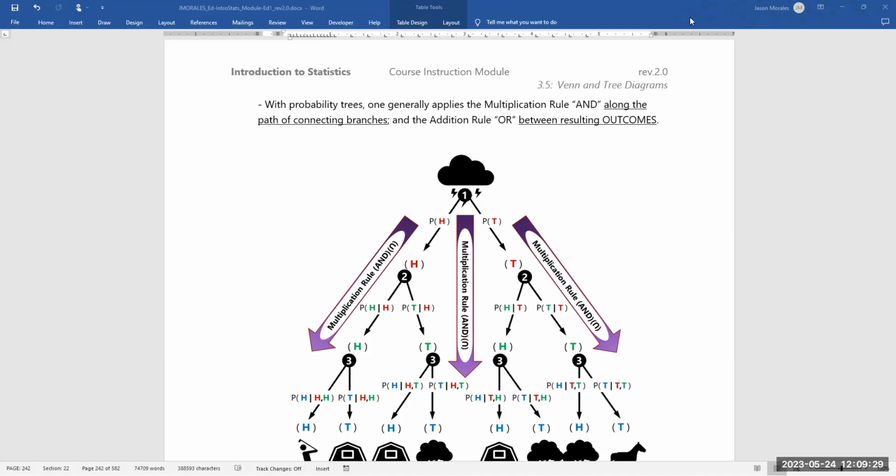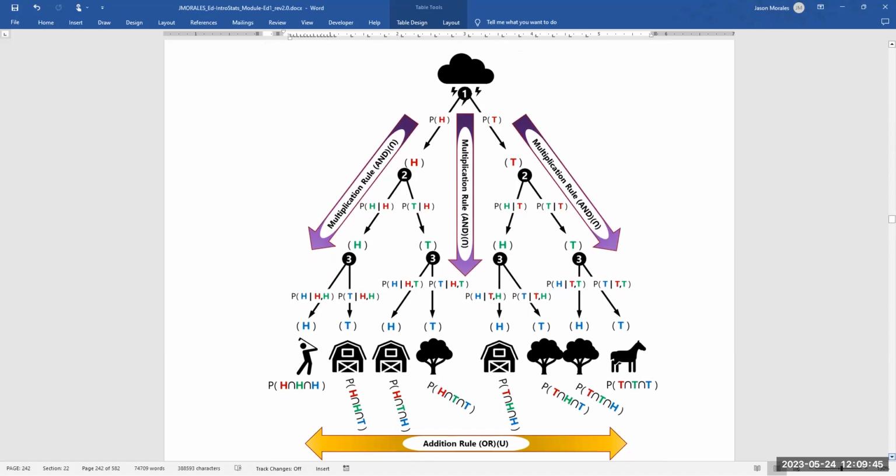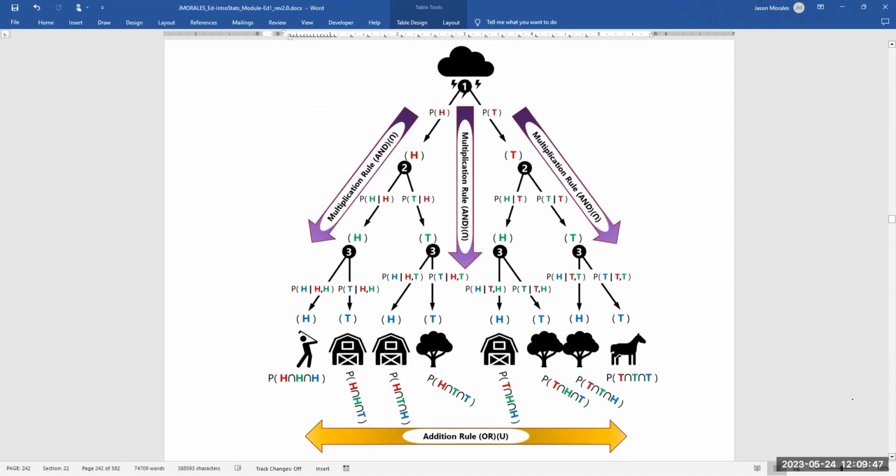With probability trees, one generally applies the multiplication rule along the path of connecting branches and the addition rule between resulting outcomes. So let's look at this diagram a little bit more in full.